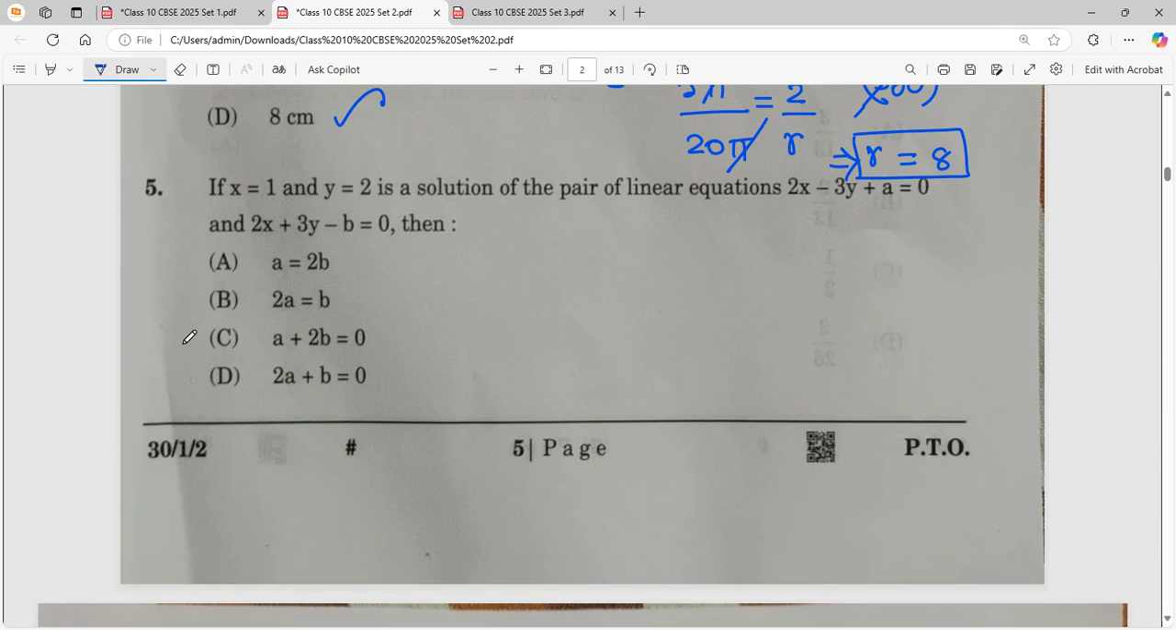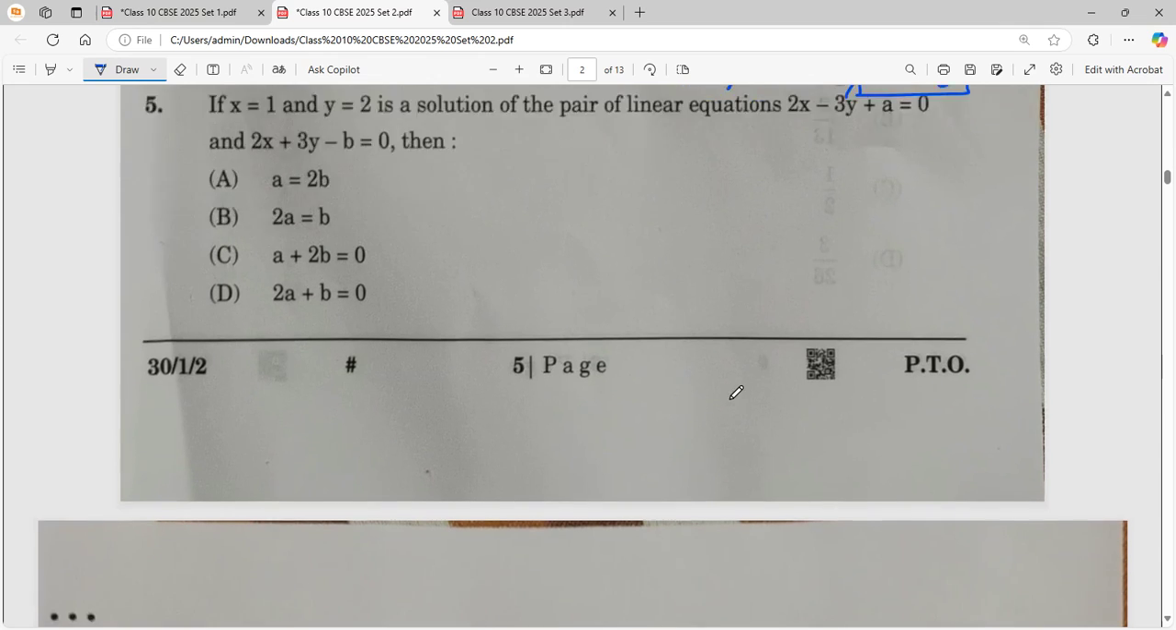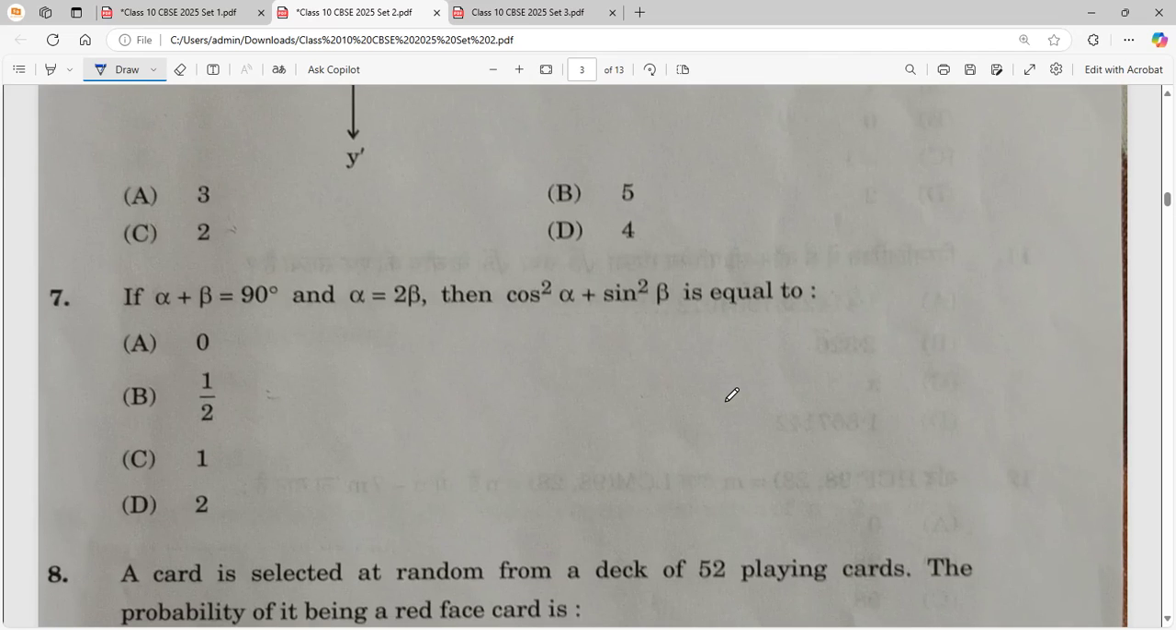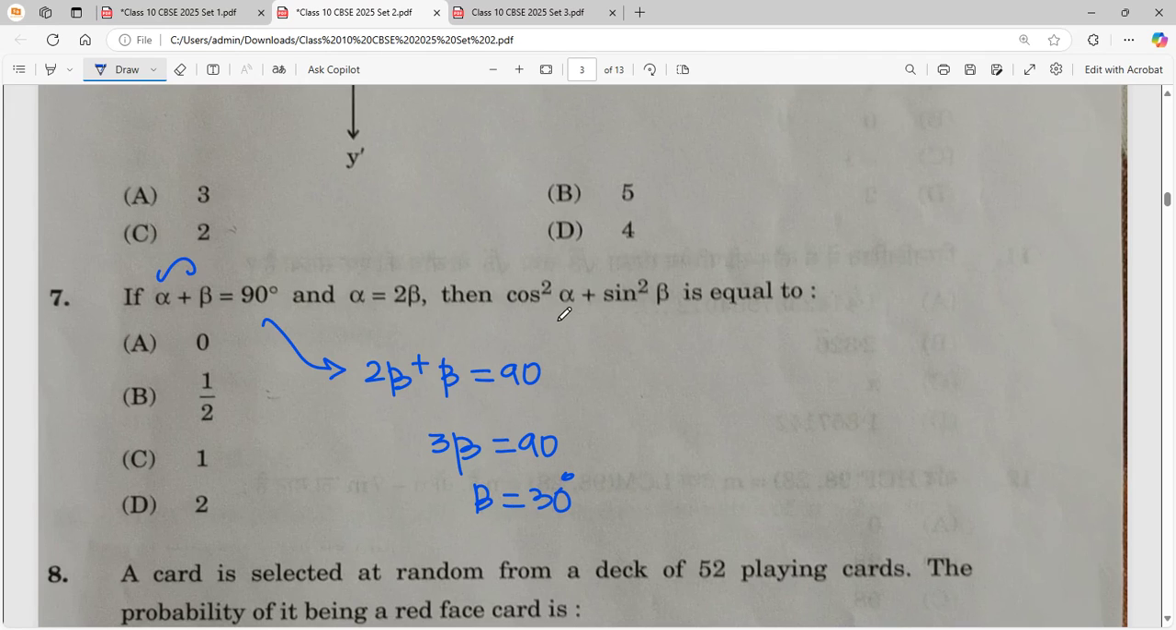Question 5, we have already done that. Question 6 is also already done. For question 7, alpha plus beta is 90. So instead of alpha, why not have it as 2 beta? So in place of alpha, I'm going to substitute 2 beta plus beta is equal to 90. 3 beta is equal to 90 and beta is equal to 30 degrees. Cos square alpha: if beta is 30 degrees, alpha becomes twice beta, which is 60 degrees.